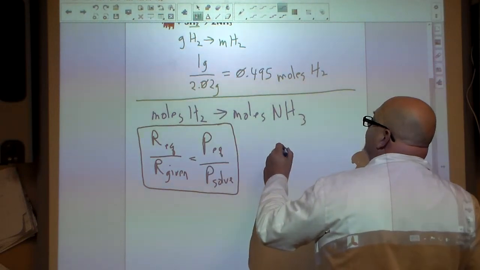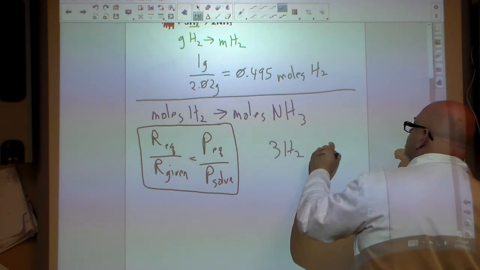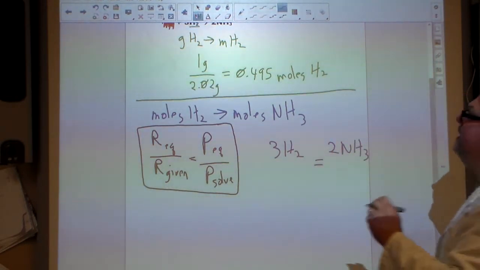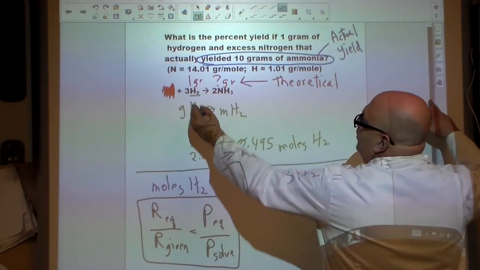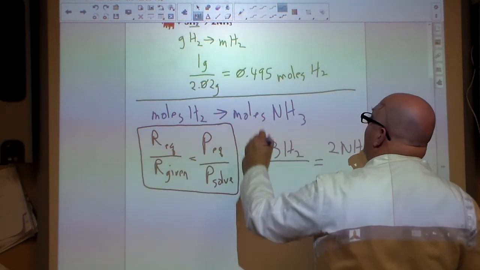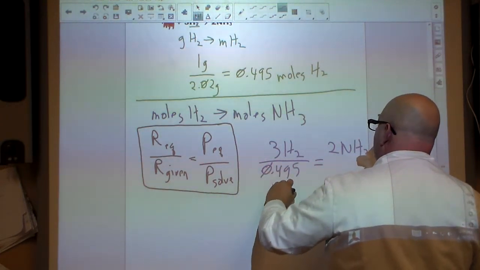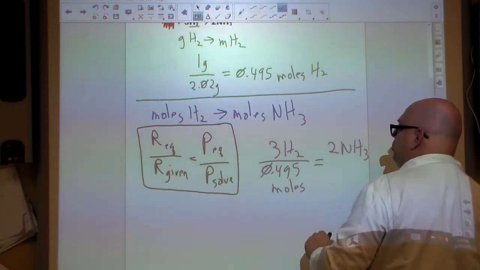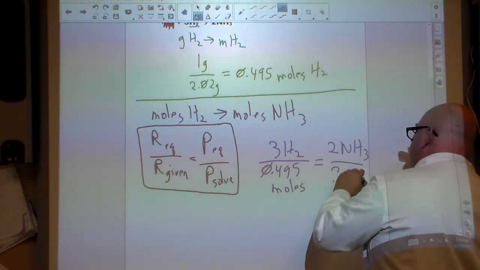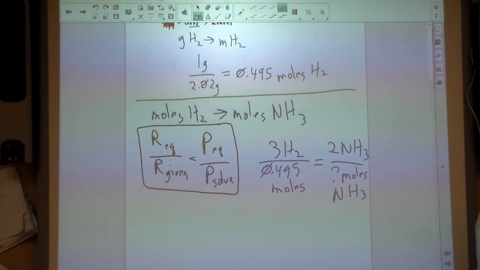We know that for every 3 H2s, we're going to get 2 NH3s out of that. That was given in our original equation that we see up here. That's the ratio. So here we happen to have 0.495 moles of H2. How many moles of NH3 are we getting? That's the question.